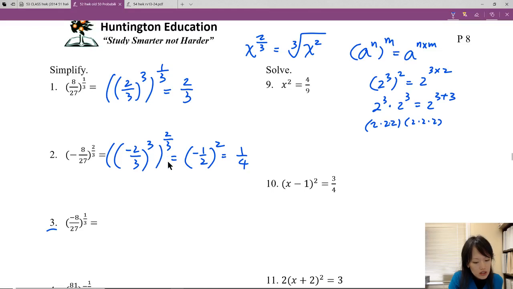I changed it to half there. Sorry, I don't know what I was thinking. I was thinking of something else over here. This is not half. This is negative 2/3. Square it, so it's 4/9. Yep, so 4/9 is it.